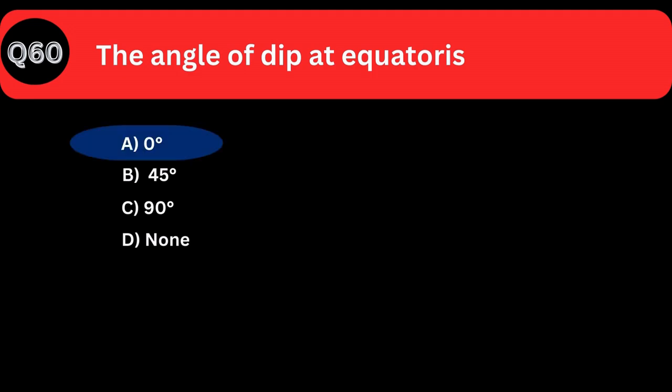The angle of dip at equator is. Options: A. 0, B. 45 degrees, C. 90 degrees, D. None. Answer: A. 0.